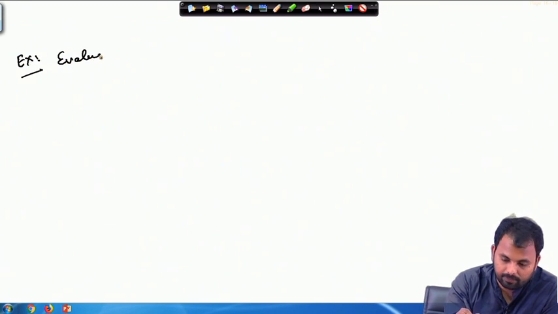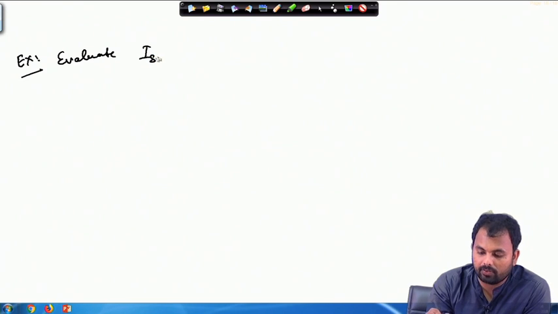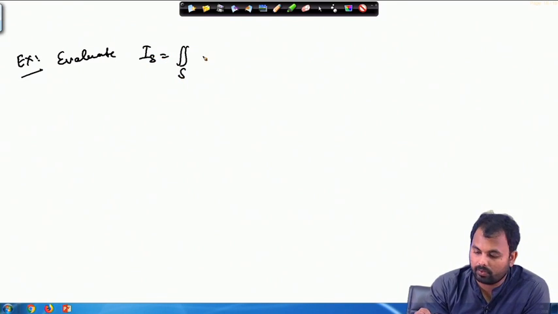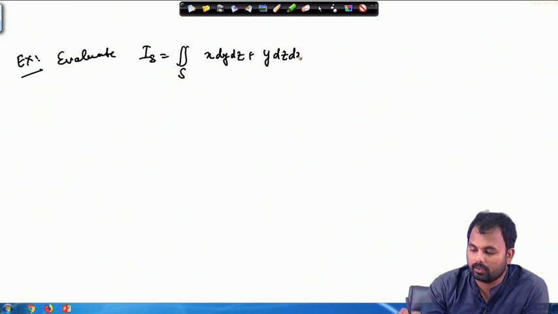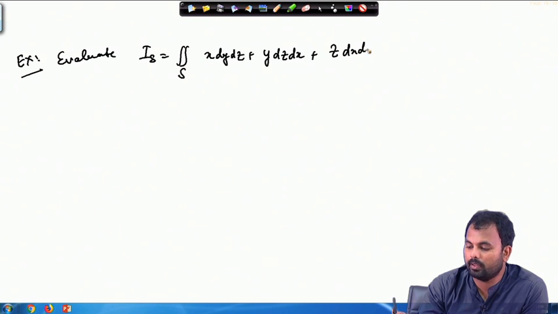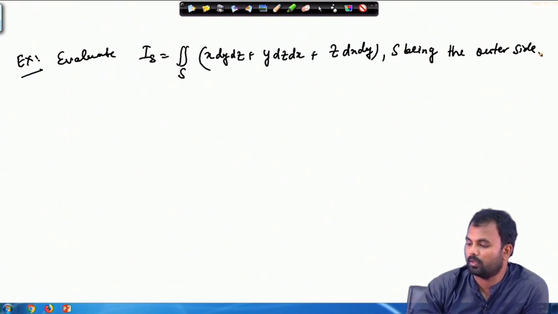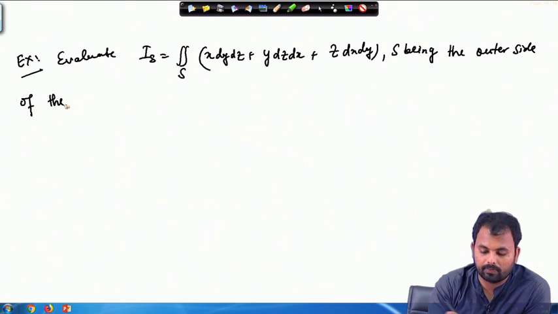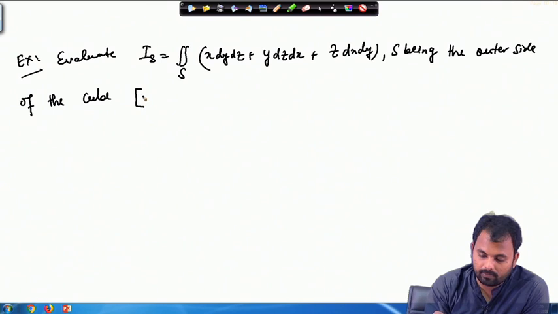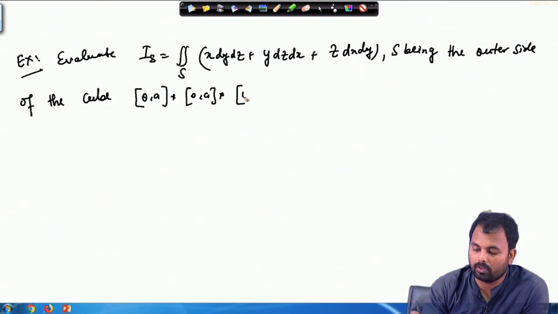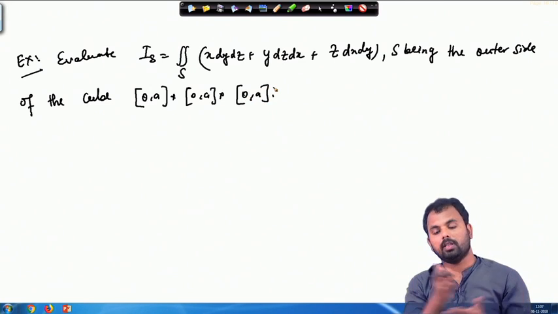Evaluate, let us say, I is equal to the integral over the surface S of x dy dz plus y dz dx plus z dx dy, S being the outer side of the cube 0 to a times 0 to a times 0 to a. So, that is where the surface integral is taking place, on the outer side.